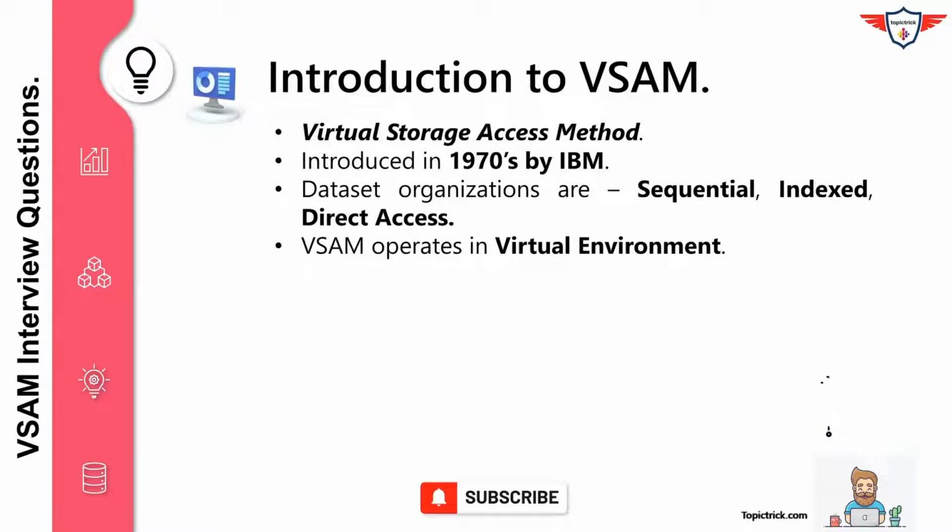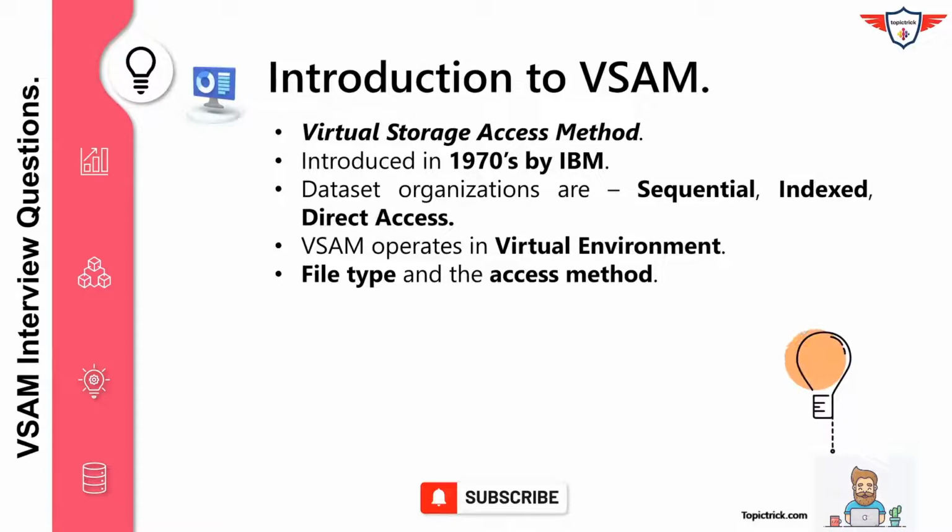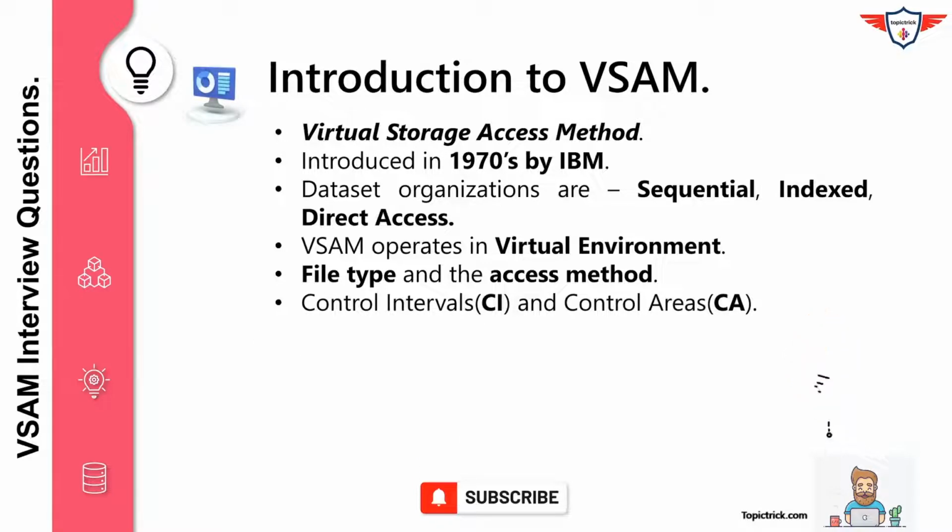VSAM is a method used to move data between disk and main storage, and it operates in a virtual environment. VSAM applies to both a file type and the access method used to manage various user files. As an access method, VSAM provides much more complex functions than other data access methods. VSAM keeps disk records in a unique format that is not understandable by other access methods.